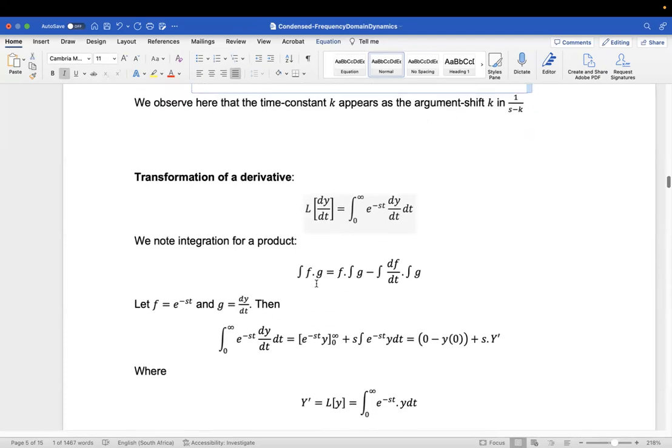Then a little more abstractly, if we do the Laplace transformation of a derivative, so in a sense, this is an operator on an operator. We can think of derivative or differentiation as an operation as well.